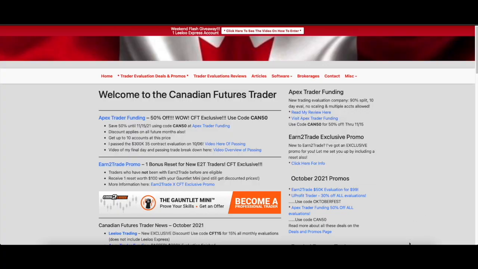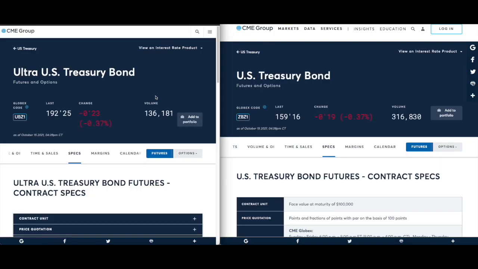Guys, let's get to this. On my screen, you will see on the left the Ultrabond U.S. Treasury bond, on the right the U.S. Treasury bond, ZB. UB on the left, ZB on the right.